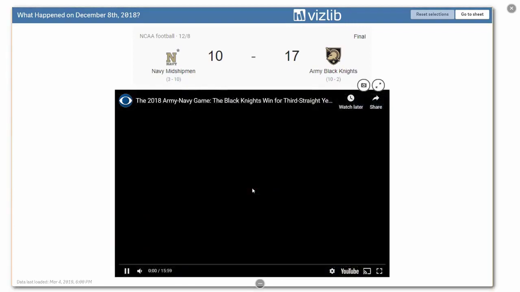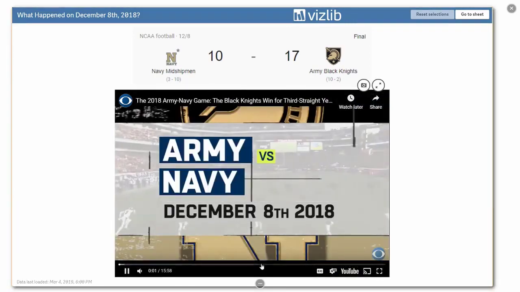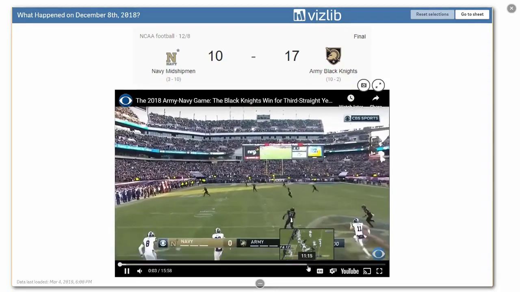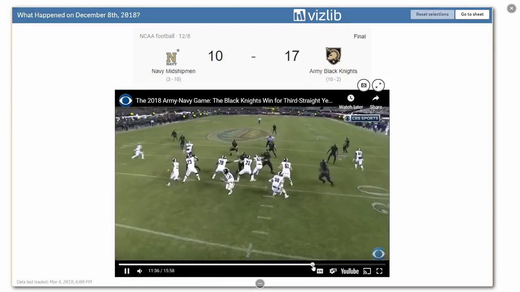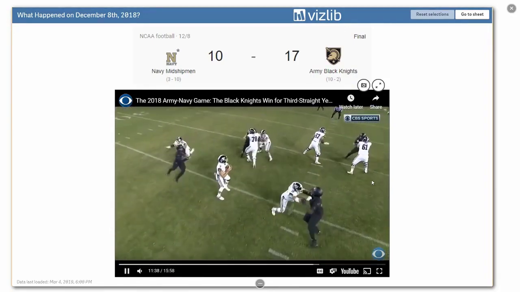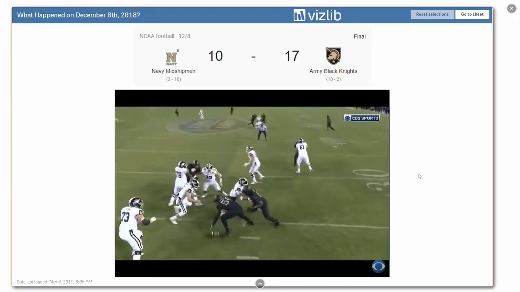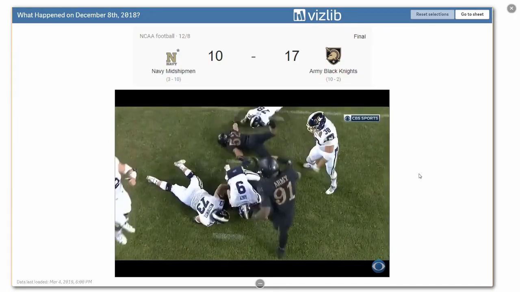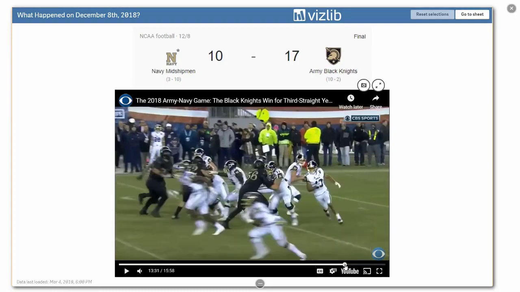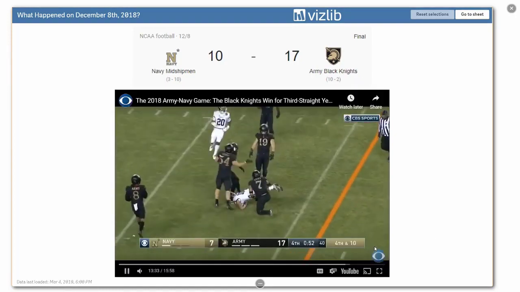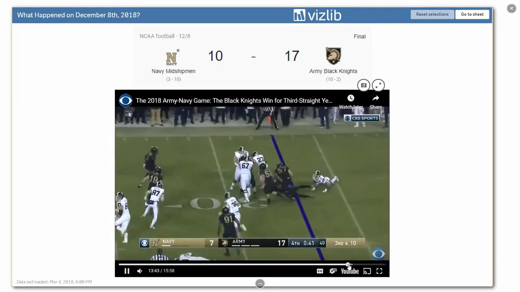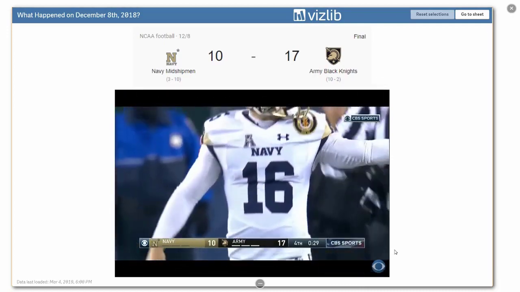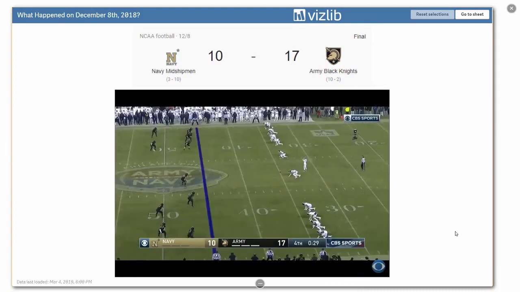They were, and I put YouTube into ClickSense because I always think that's fun. They were watching a game, and you can actually go to a particular point in the game where it was very close. And let's look at the score here. Navy's coming back, maybe. They're at 10. Now they're going for an onside kick.